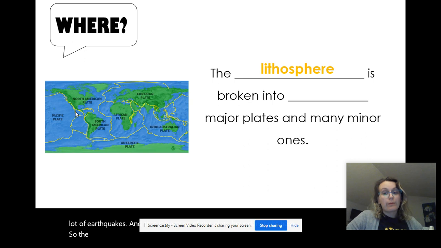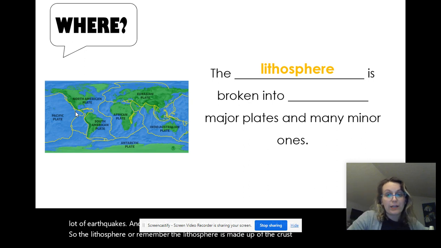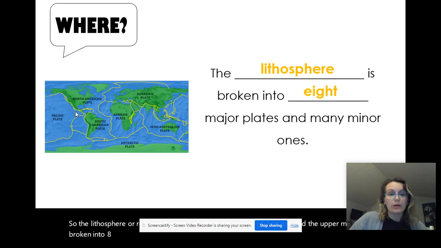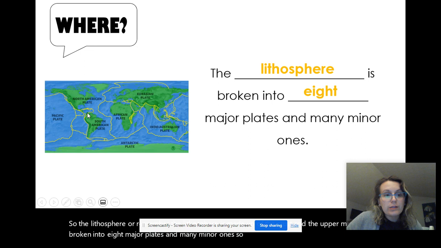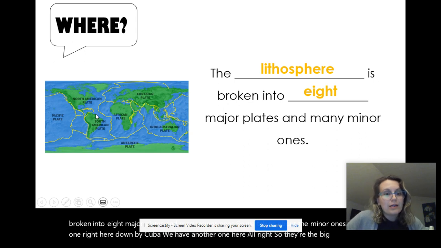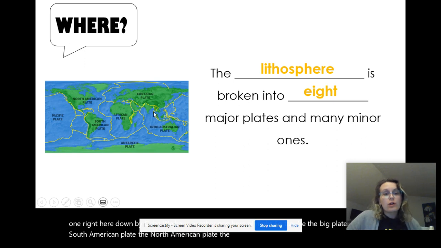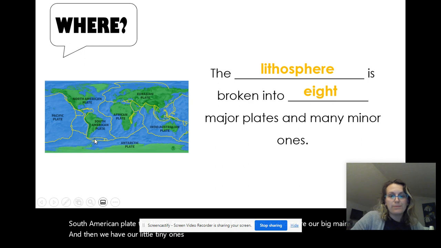So the lithosphere, or remember, the lithosphere is made up of the crust and the upper mantle, is broken into 8 major plates and many minor ones. So when we talk about the minor ones, there's one right here down by Cuba. We have another one here. All right. So they're the big plates, like the South American plate, the North American plate, the Eurasia plate. Those are our big main ones. And then we have our little tiny ones that we see here.